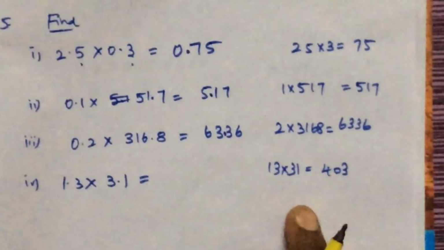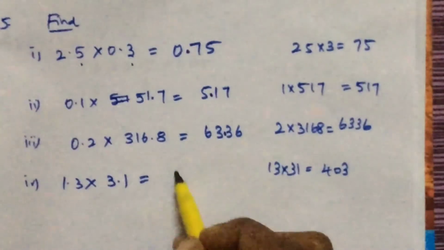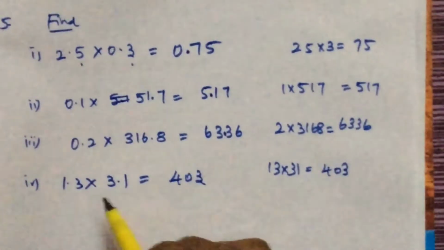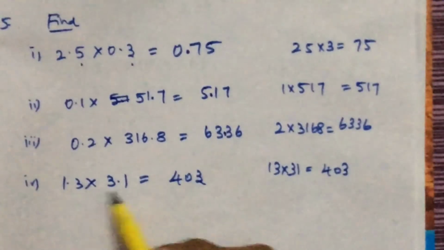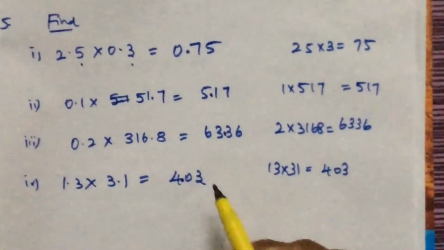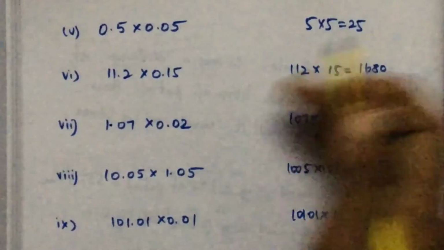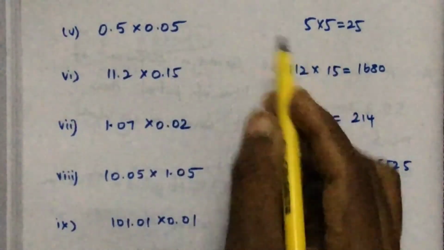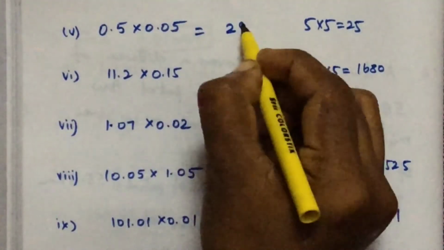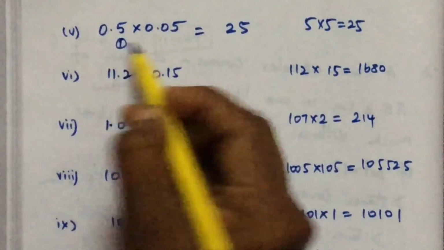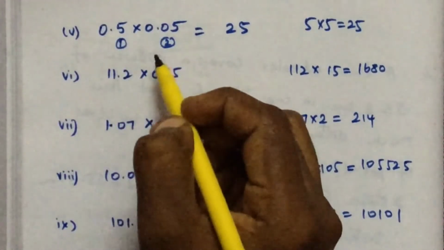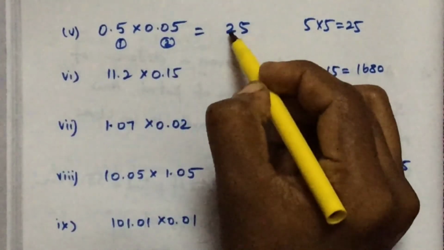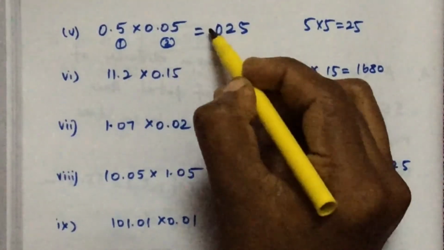Here it is 13 multiplied by 31, which is 403. There is one digit here, one digit here. Totally 2 digits. So keep the point here. Now 5 multiplied by 5 is 25. Here is 1 digit and here is 2 digits, totally 3 digits. So 1, 2, 3, put the point here.